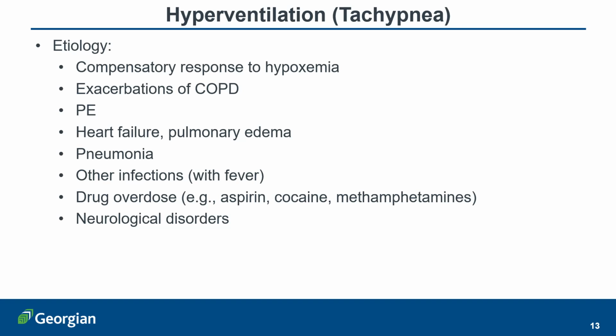Pneumonia and various other infections, any infections, especially bacterial infections that can cause a fever, will increase the breathing rate, will cause hyperventilation. Finally, drug overdoses with aspirin, cocaine, and amphetamines can also cause hyperventilation. Remember, the narcotic drugs cause hypoventilation, whereas overdoses of aspirin can cause hyperventilation. Lastly, neurological disorders such as meningitis can also cause hyperventilation. That will be bacterial meningitis.